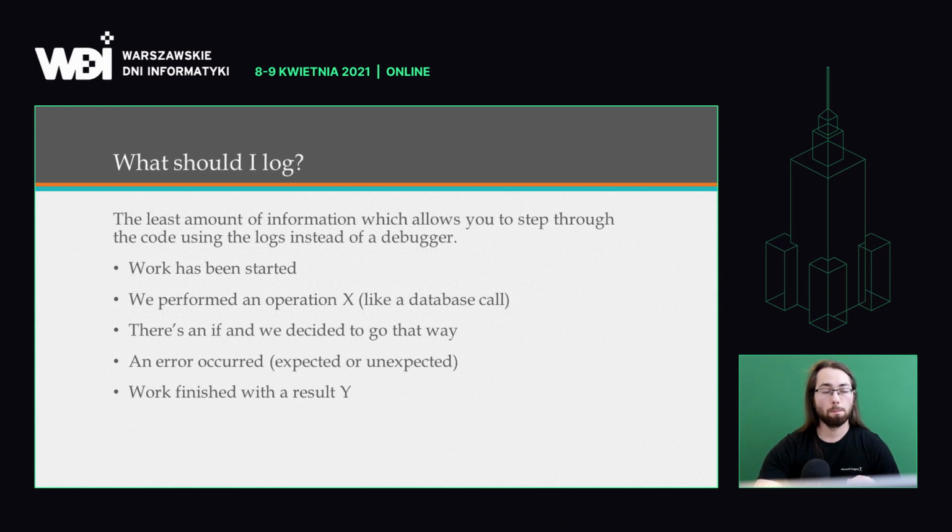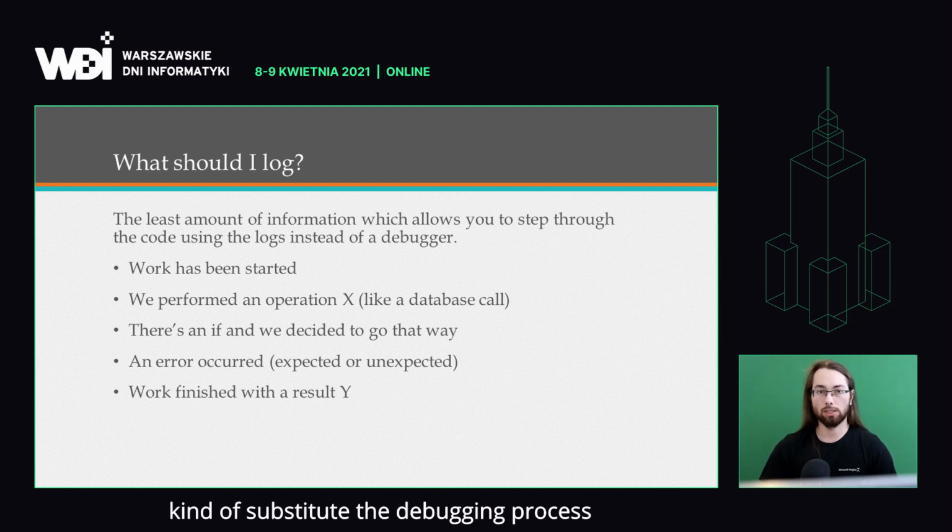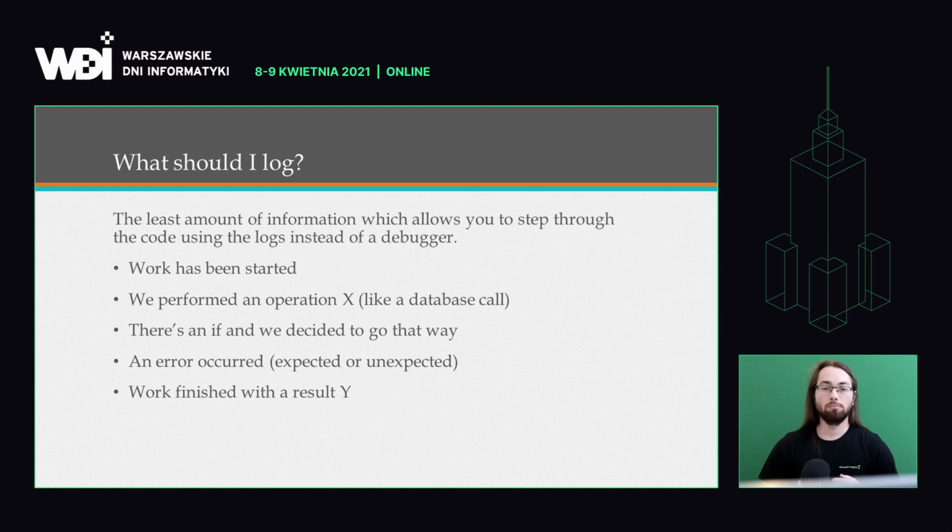Right, so we know why we need to debug, because we need some insights. But how? What should I log? You want to be able to substitute the debugging process that you would have locally with the logs. You wouldn't go and log every step of the way, each variable, each state the application changes, etc. You only want to log what matters.